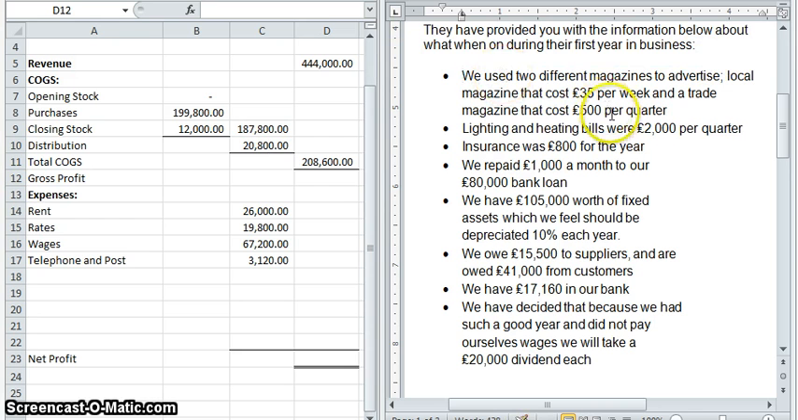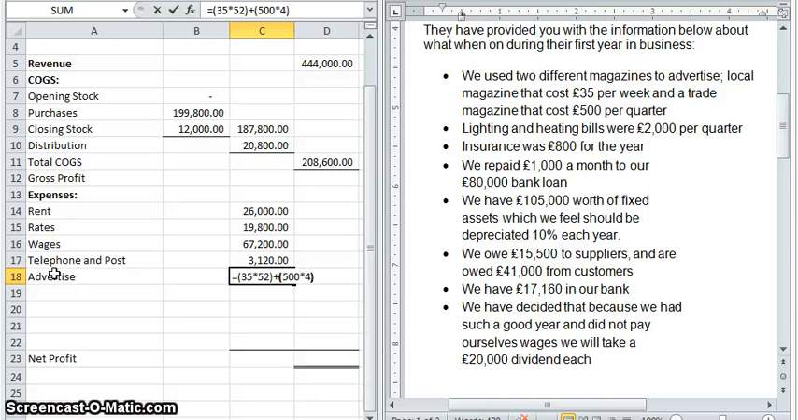Next, we see that we did some advertising. Advertising, again, is an expense or an overhead because it's not something that directly contributes to making our product. It says that we put an ad in the local magazine that costs us £35 per week, so we need to multiply that by 52 weeks to get the year, as well as putting it in a trade magazine, which costs us £500 per quarter, and remember, per quarter means we have to times it by 4. That's our total advertising.